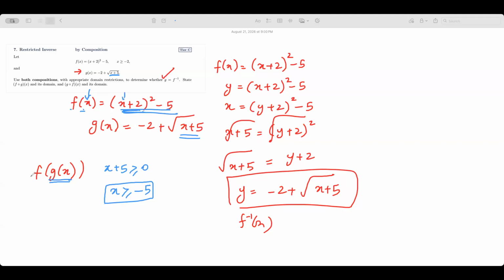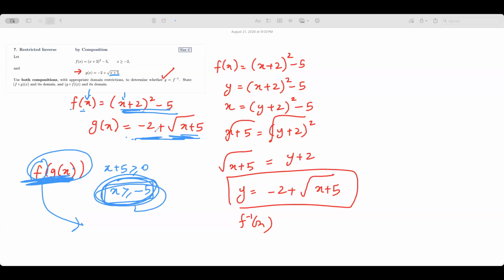Now, however, in my composite function, x is not my input, g of x is my input. So any input can be fed to f, there are no restrictions. However, the original g of x had this restriction. So the domain of this has to obey this domain restriction and the domain restriction on this function as well. Here x is greater than or equal to minus 5, which means the interval from minus 5, with a square bracket, to infinity. This is how you need to calculate.